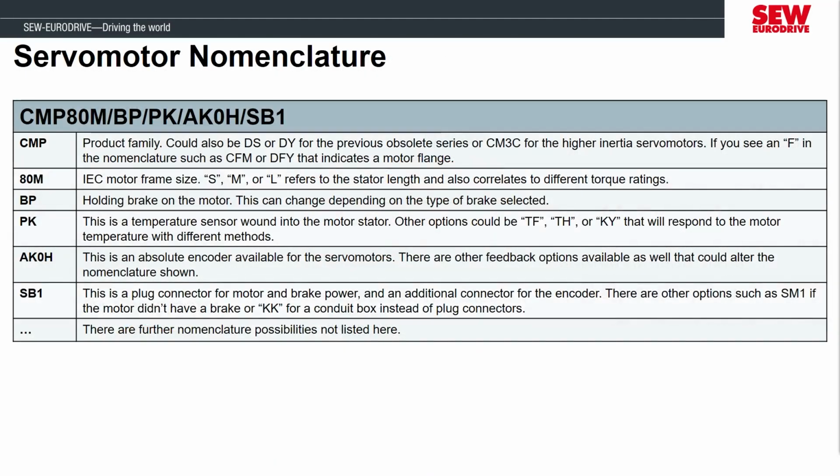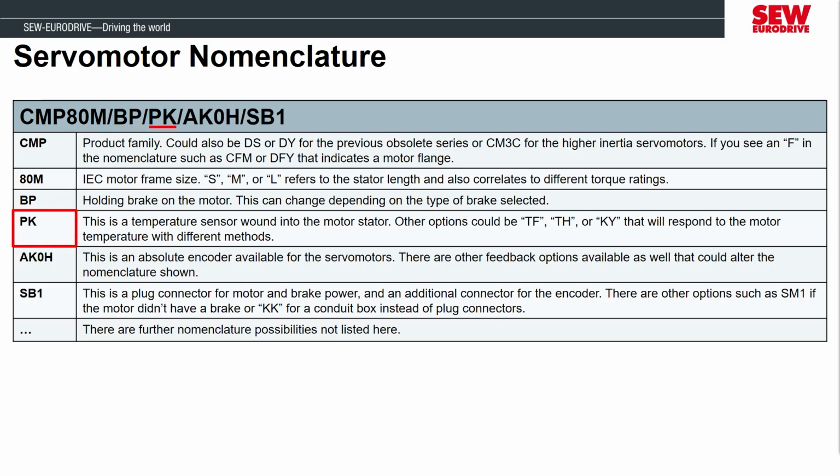Let's look at an example model type for a servomotor. The type of servo will be listed as the first few characters. The numbers that follow will be the frame size, which corresponds to different torque capabilities instead of kilowatt ratings. BP is a type of holding brake used on servomotors. There are other options that can be here for different voltages and styles as well.